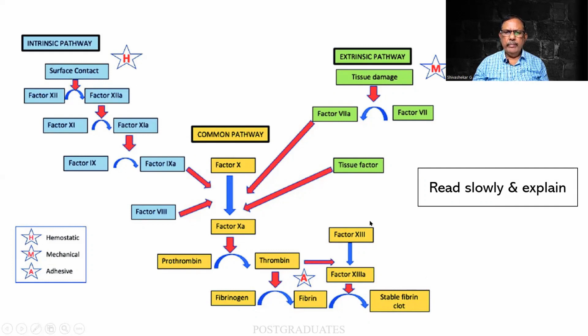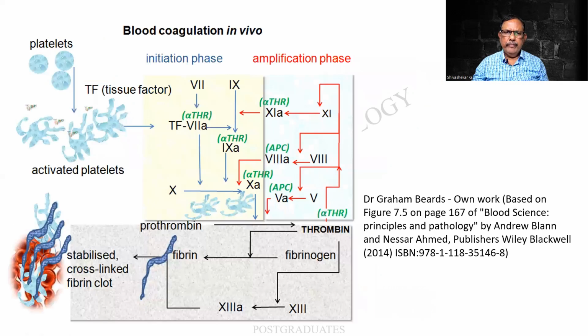So this is important. On the other hand, you have got an extrinsic pathway wherein there is a tissue damage. 7 is getting converted to 7A, and along with the tissue factor helps in the promotion of the common pathway. The logistics of any of this investigation is to localize exactly where the fault is. So kindly read this repeatedly.